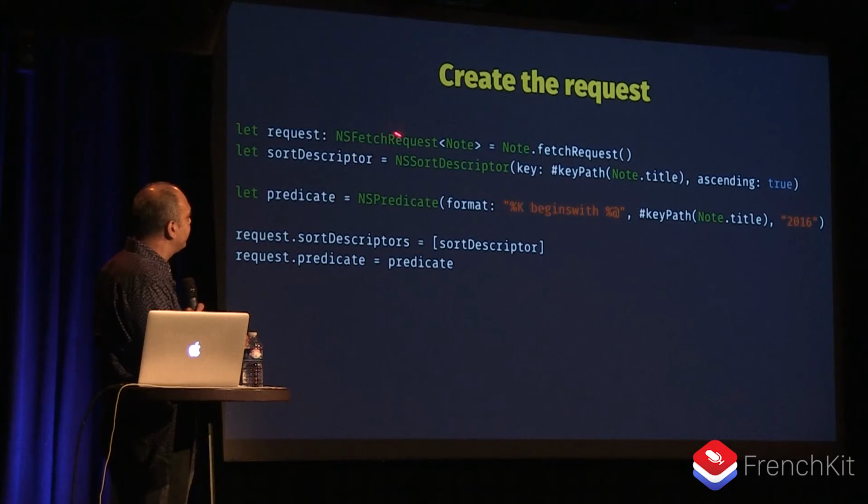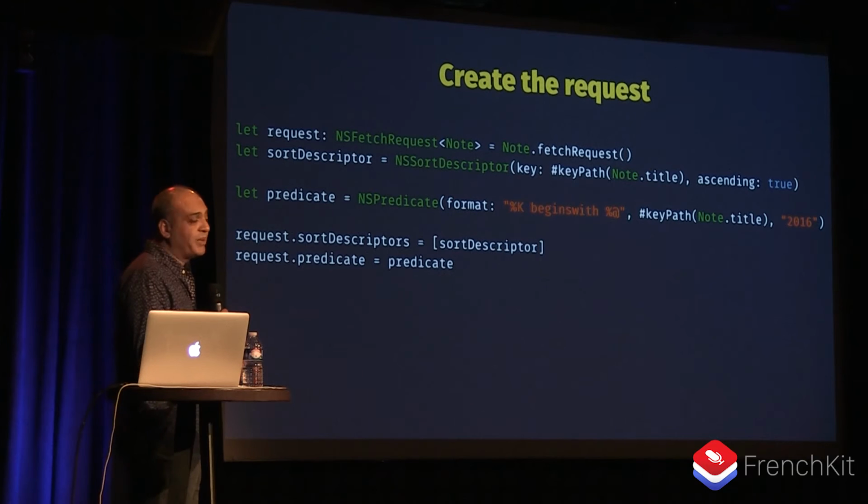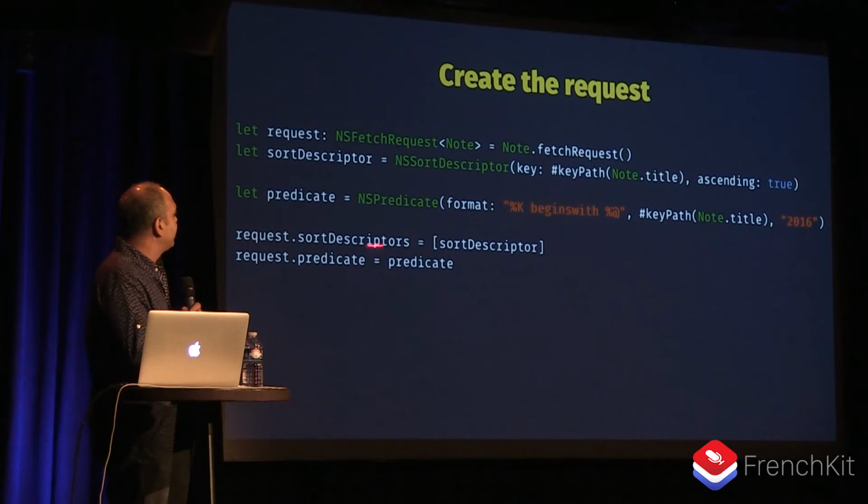If you remember Oliver's talk, you realize that I'm giving it a little hint here, so it knows what type this returns. You give it a sort descriptor, so it knows how to sort the data when it comes back. You give it a predicate, if you want to, that's optional, which basically is a filter. It's like filtering an array, except you do a predicate. And then you add an array of sort descriptors. You add an array because they apply them in that order.